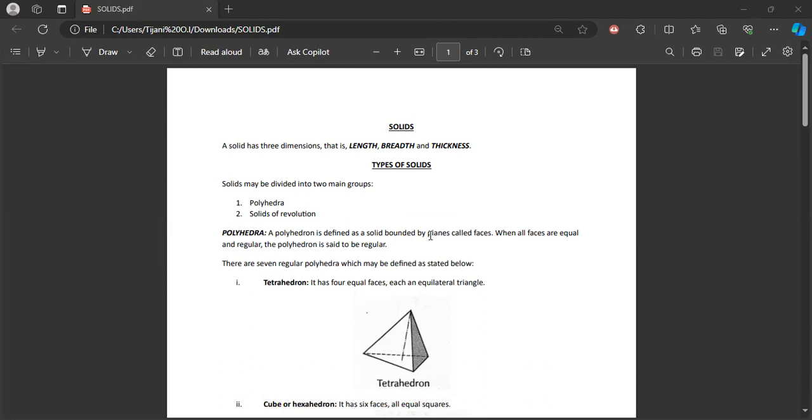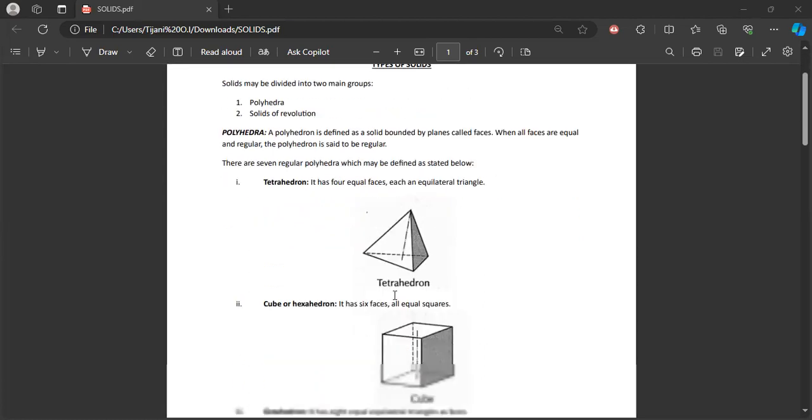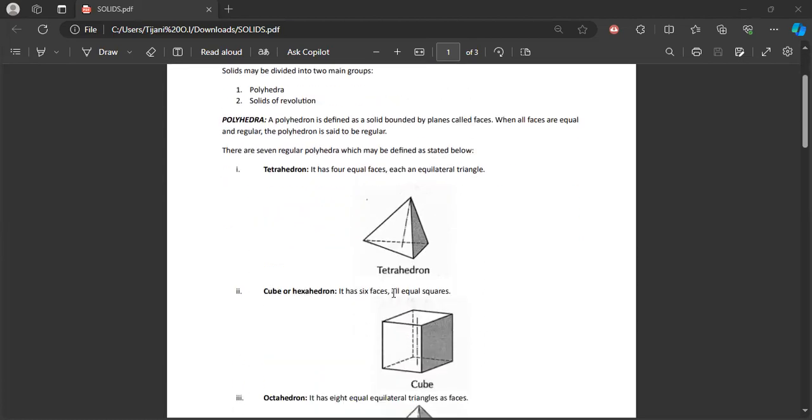Then polyhedra are divided into seven. They are divided into seven, so we'll be looking at them one by one. And the first one that I want to talk about here is the tetrahedron. As you can see here, a tetrahedron has four equal faces, and each of the faces is an equilateral triangle.